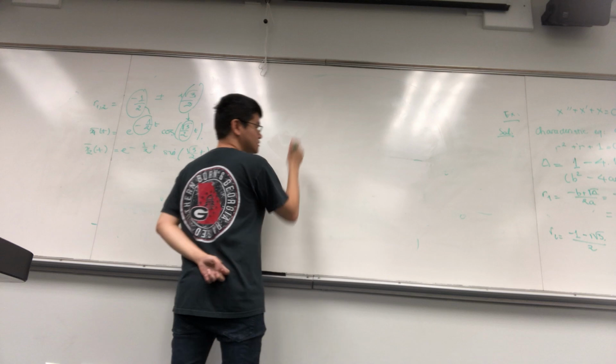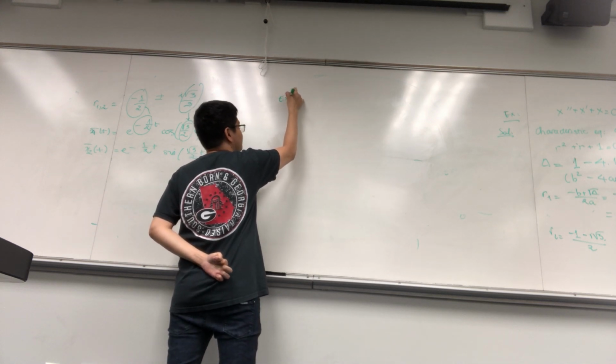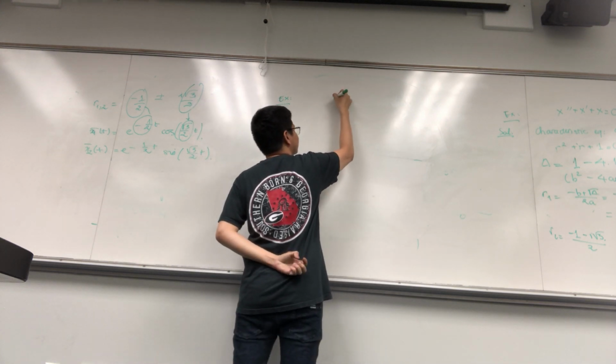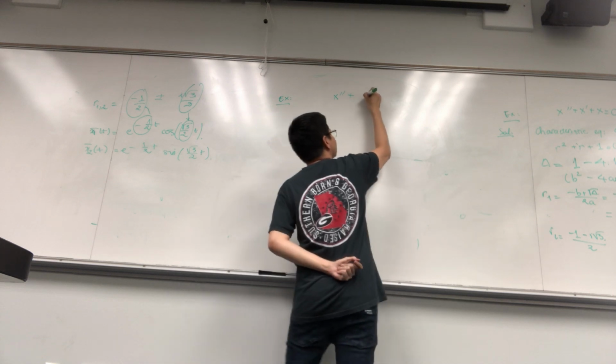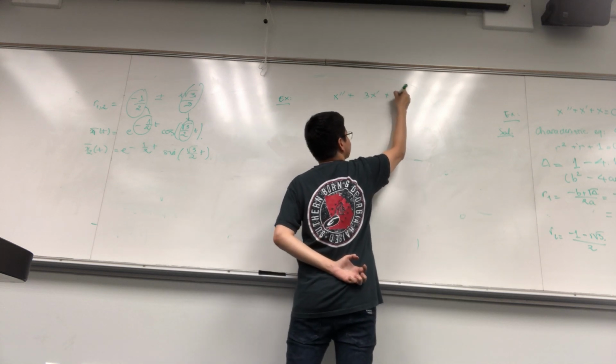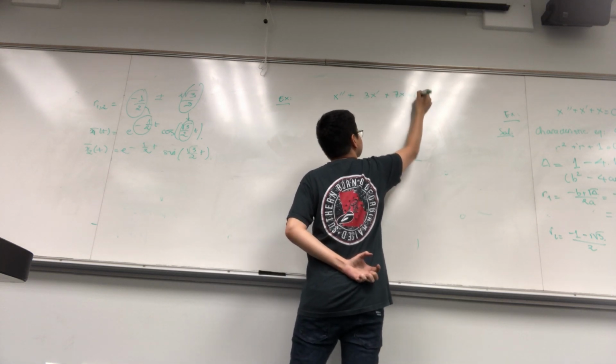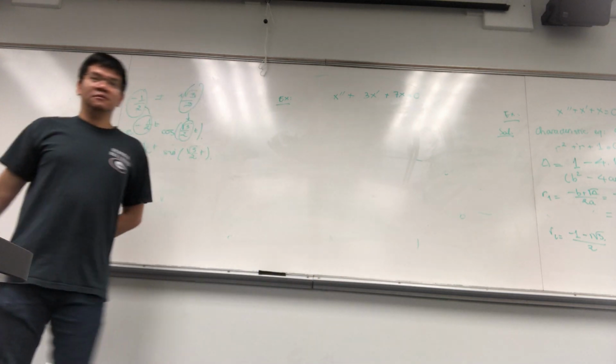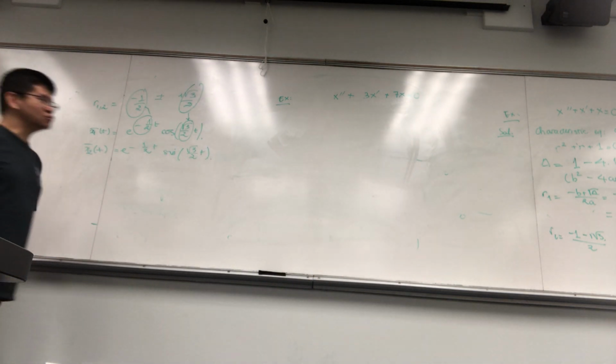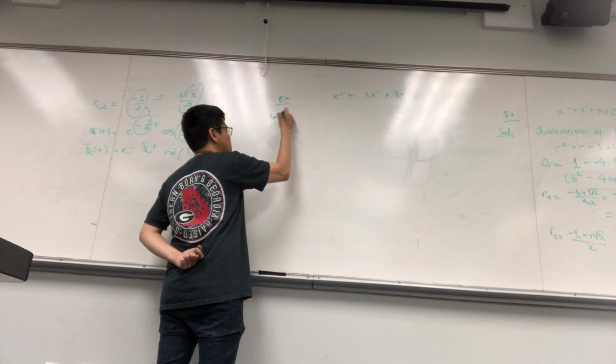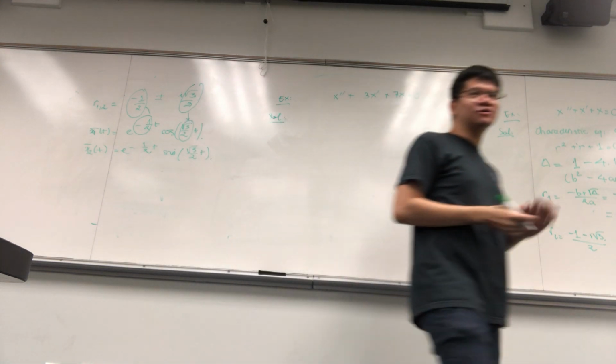All right, so now let us do another example. Let us try to solve x second plus 3x prime plus 7x is 0. Right? Solution. So what is the characteristic equation?